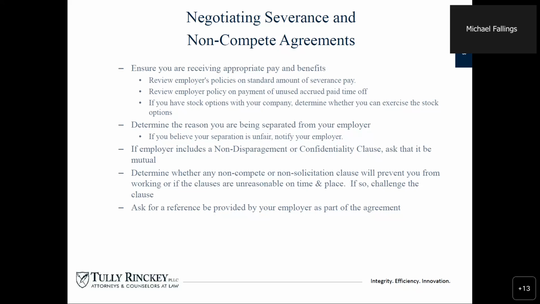Another note is if you have stock options with your company, determine whether you can exercise the stock options even after employment.